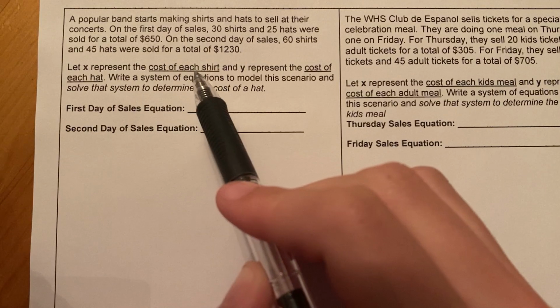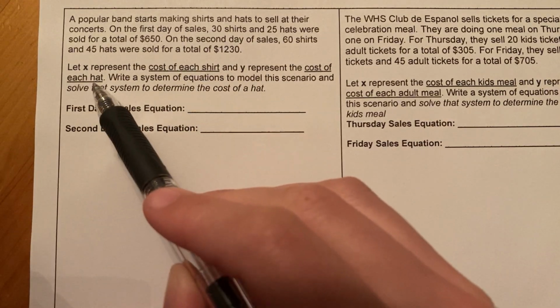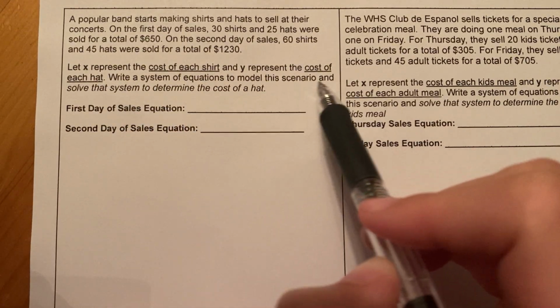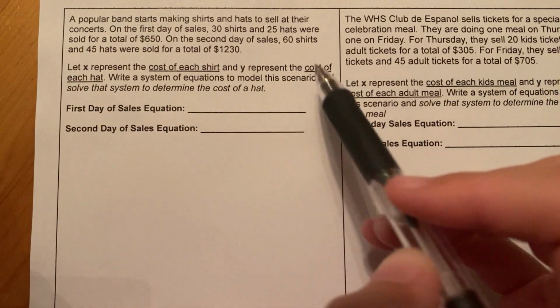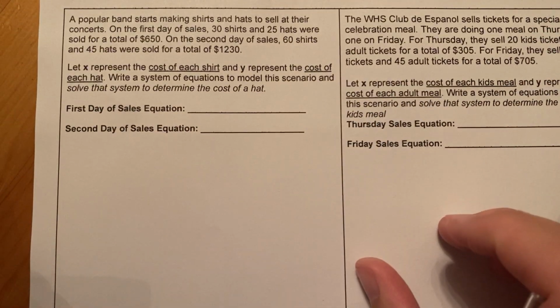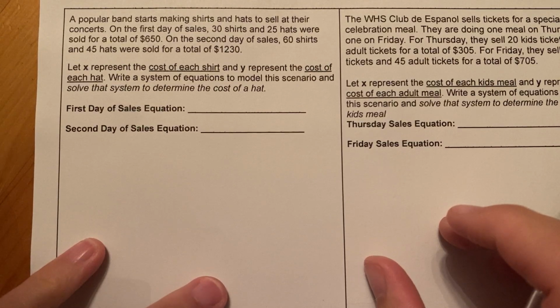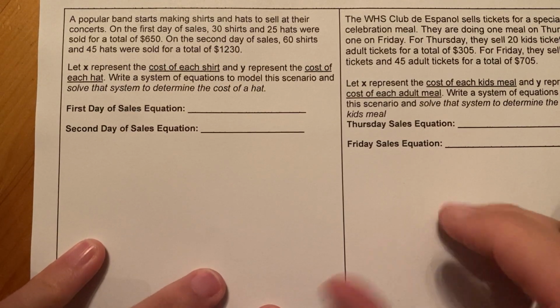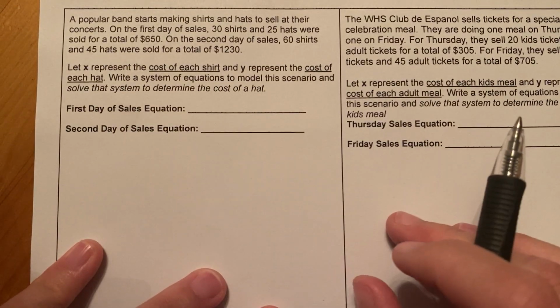Let X represent the cost of each shirt and Y represent the cost of each hat. Write a system of equations to model the scenario and solve that system to determine the cost of the hat. Okay, there's a lot of information here. What I'm going to do is try to make the information just a little bit smaller for myself so I don't have to reread every time.